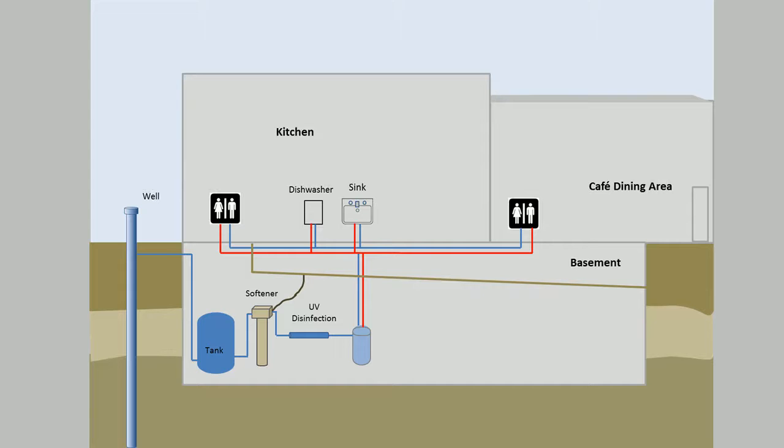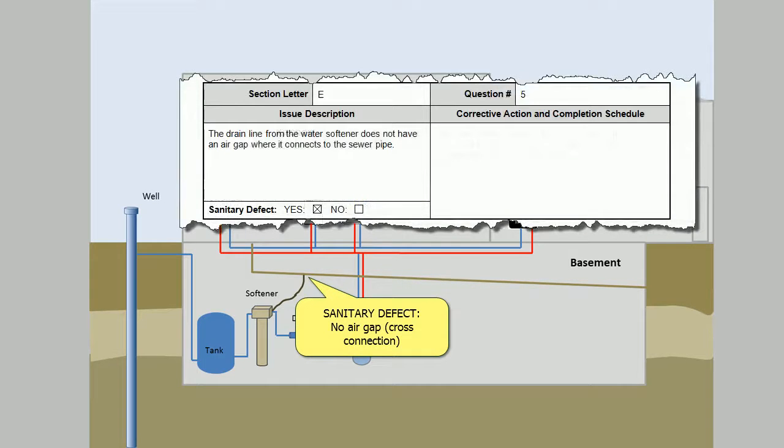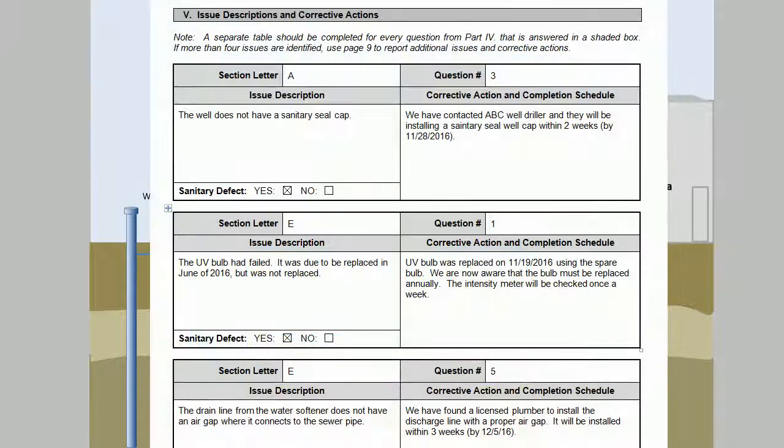The last issue identified as a sanitary defect in our example was E5 because there was not an air gap to prevent backflow in the water softener drain line. In our example, the owner is going to have a plumber who's familiar with the plumbing code install the discharge line with a proper gap that is twice the diameter of the discharge pipe. For the completion schedule, the system is committing to having the issue fixed by 12/5/2016.